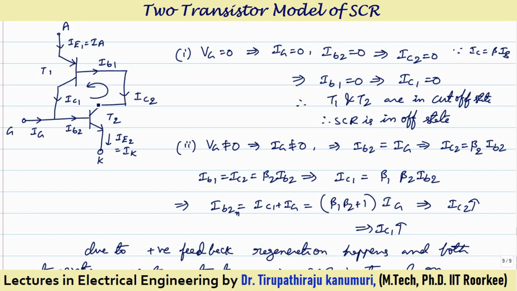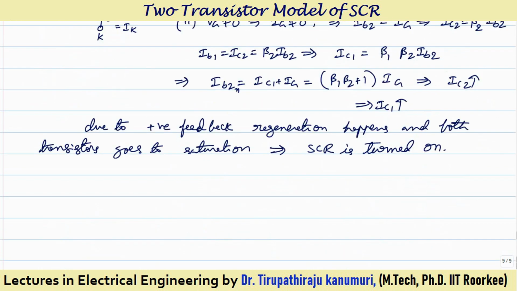That means the base-collector junction will be forward biased for both the transistors because the junction layer will disappear because of this current. So as both transistors are turned on, or both transistors went to the saturation region, the meaning of this is that the SCR is turned on. So in this way also you can understand, if you are confused with the previous one. I hope the two transistor analogy of the SCR is completely clear to you.